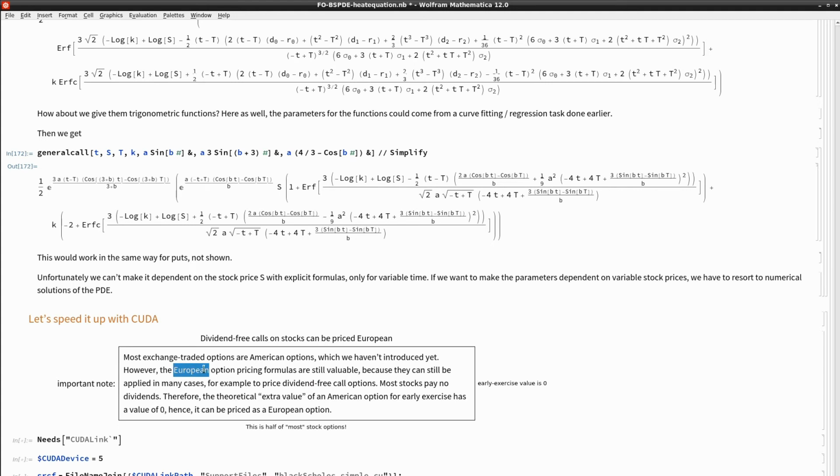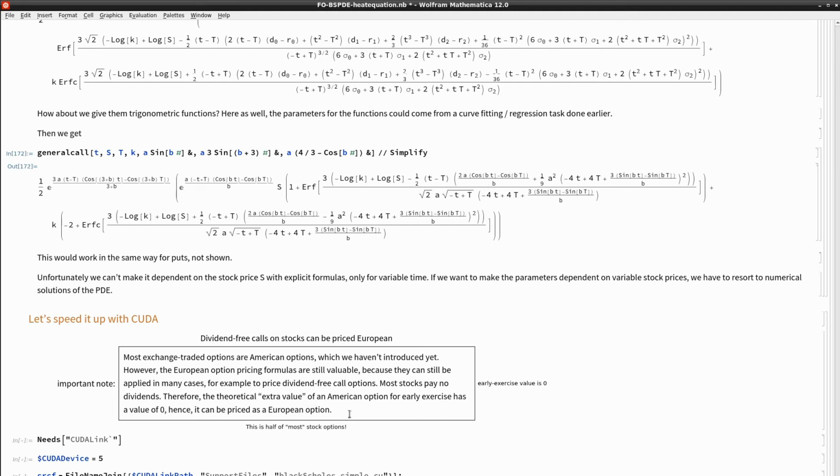However, the European option pricing formulas are not worthless because they can still be applied in many cases. For example, to price dividend-free call options. Most stocks pay no dividends, and therefore the theoretical extra value of an American option for early exercise really has no value. It's there, but it has a value of 0. But then that means the American option can be priced as a European option, right? Every dividend-free call is also a European call.